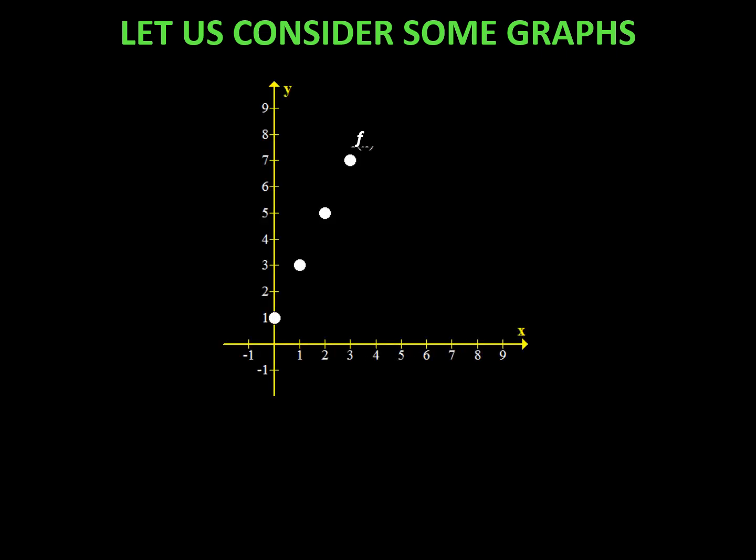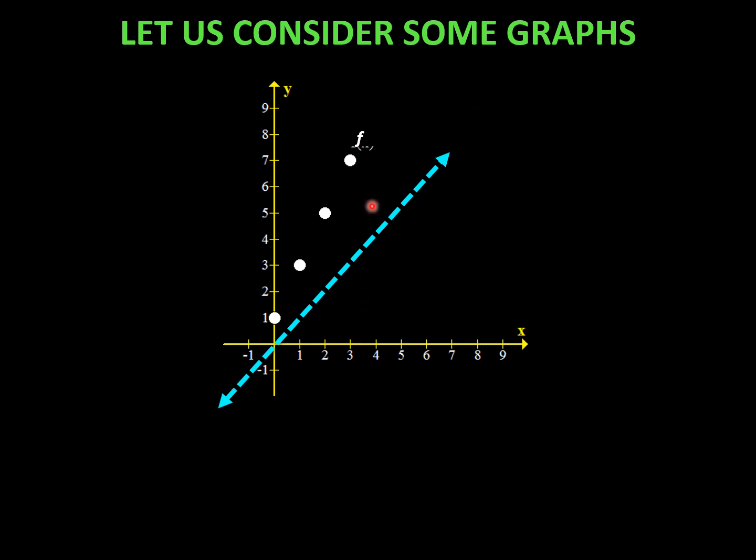Let us consider some graphs. Let's take the function f. Let's see whether it represents a function. As you can see, every x value is only associated with one y value: 3 with 7, 2 with 5, 1 with 3, and 0 with 1. Now if we want to find the inverse, we have to change all the x's to the y's. In other words, we need to reflect this in the line y equal to x.